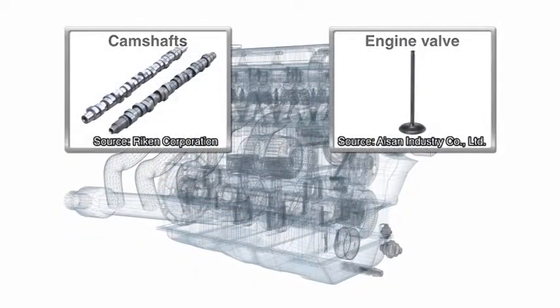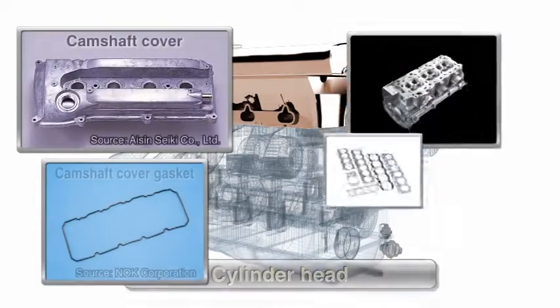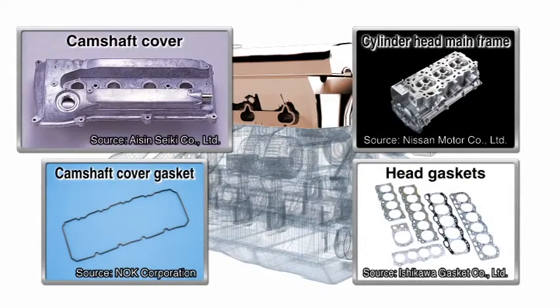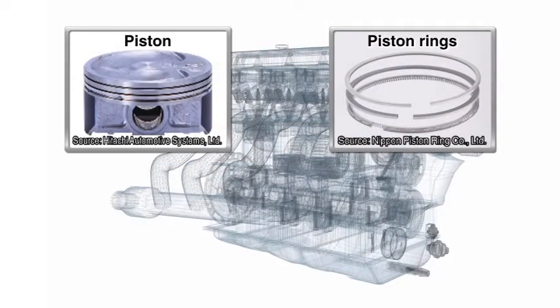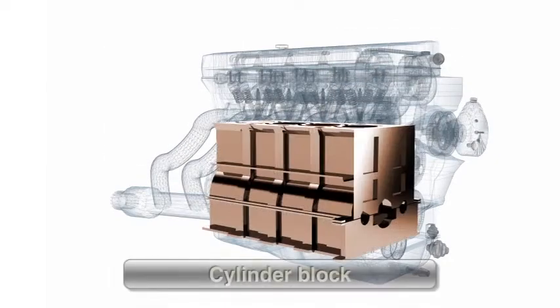The cylinder head contains the camshaft and the valves. Having complex configurations, the cylinder head must also be lightweight. Engine performance is heavily dependent on this part. The head gasket is used to improve the seal of the cylinder head. The piston, connecting rod, and crankshaft all reside in the cylinder block.